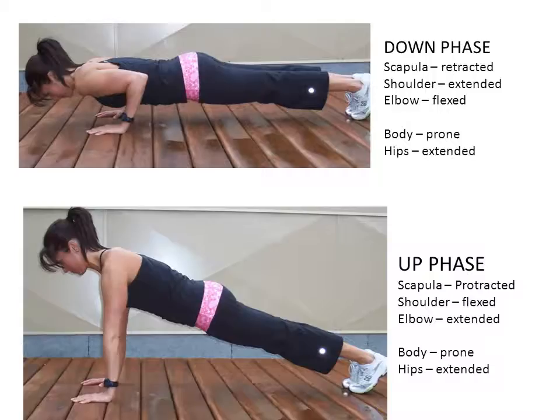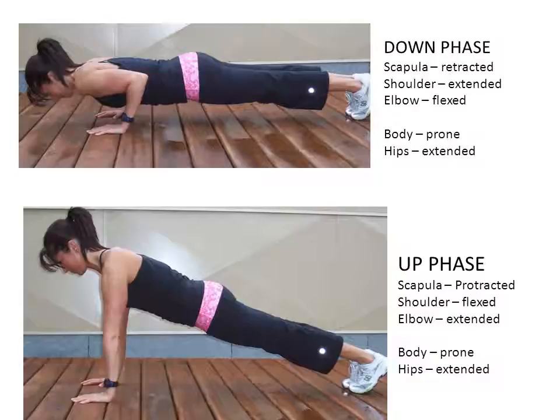So let's analyze the push-up. In the picture on the top, you can see Julie is in the down phase of the push-up. Here you can see that her elbows are bent. She is in a flexed position at the elbow. Her shoulders, however, are moved back, and this is called extension of the shoulder. Her shoulder blades are pulled together, and this is called retraction of the scapula. Her body is in a prone position, meaning she is face down. Her hips are in a neutral position, but in neutral you can see that it's actually called extended.